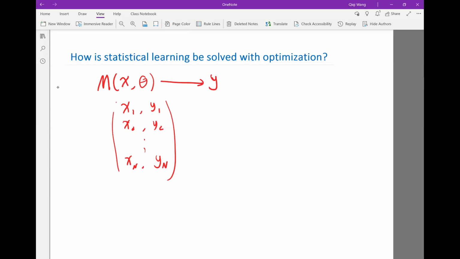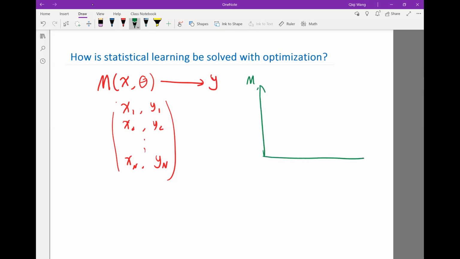So let's discuss a little bit about this tunable model. This tunable model has really evolved over many generations. In the earliest days of statistical learning, this tunable model is really simple. For example, m versus x, in the most classical case, is just a line. Theta is basically the slope and the intercept of this line, right?